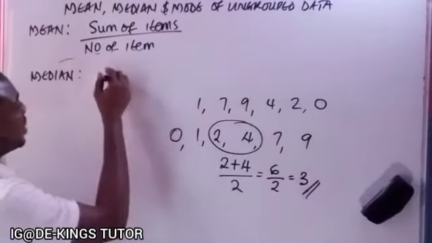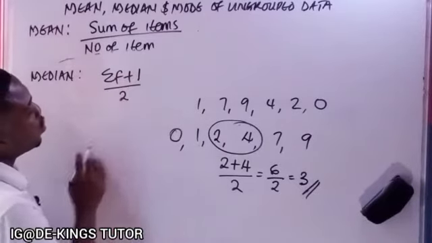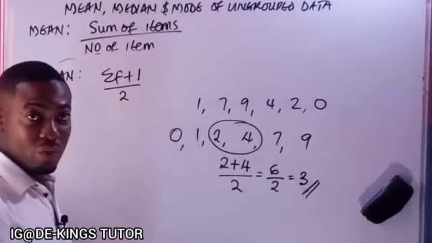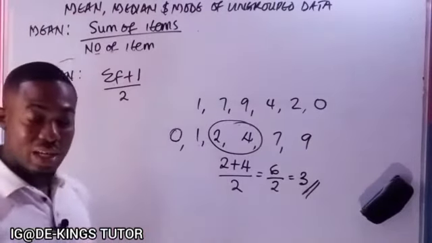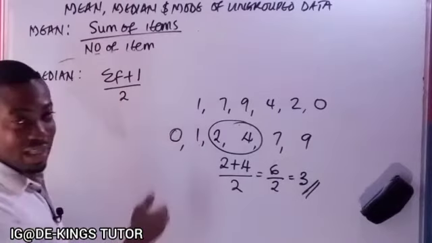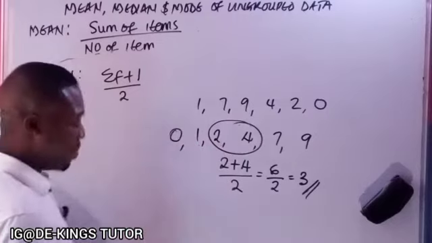Okay, so for the median, when you have frequency, use the summation of f plus 1 over 2, where f stands for the frequency. So when you have frequency, you use this formula for the median so that it can help to give you the position where it is. We're going to see that. Okay, so that is how to solve the median.